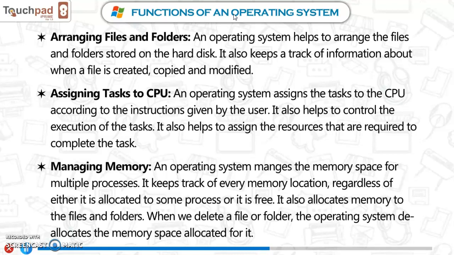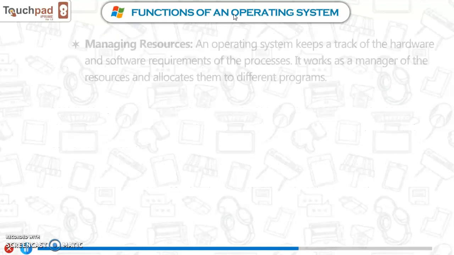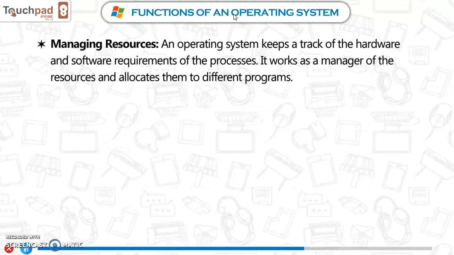It also allocates memory to the files and folders. When we delete a file or folder, the operating system deallocates the memory space allocated for it. Managing resources. An operating system keeps track of the hardware and software requirements of the processes. It works as a manager of the resources and allocates them to different programs.